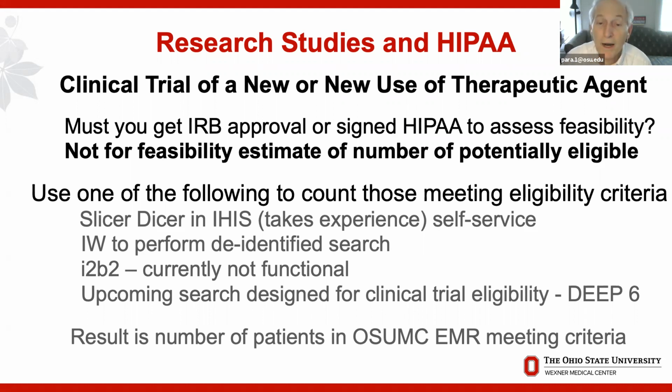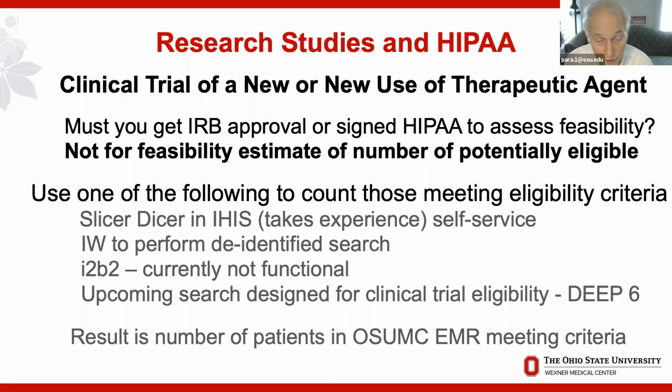That will require a de-identified search, will not require IRB approval. Or I2B2 is similar to Slicer Dicer, but actually it's developed to do things like I was just describing a Slicer Dicer, but it's not currently functional is my understanding.